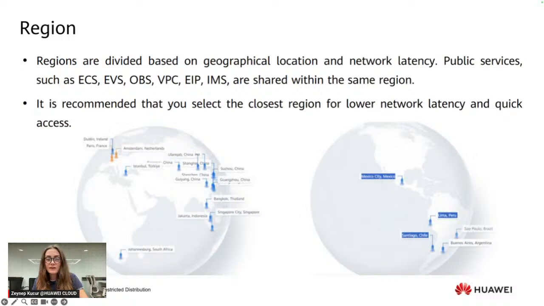So what is a region? Regions in the cloud are grouped by geographic location to optimize network latency. So you should buy your compute resources based on the location that you are in. All public services like ECS, EBS, OBS, VPC, Elastic IP, and IMS are region specific, and it's best to choose the closest region to ensure faster access and reduce latency.